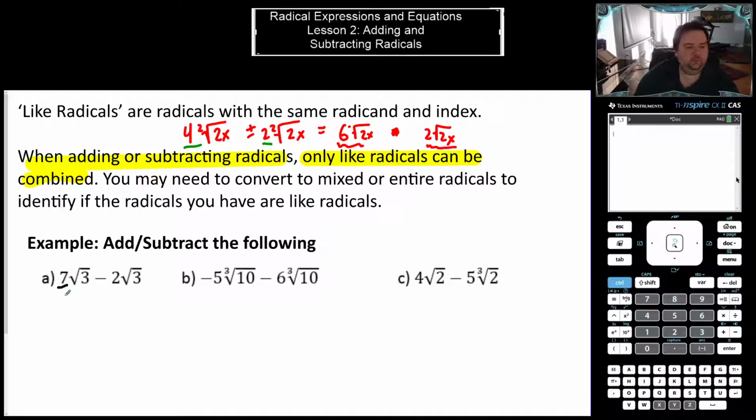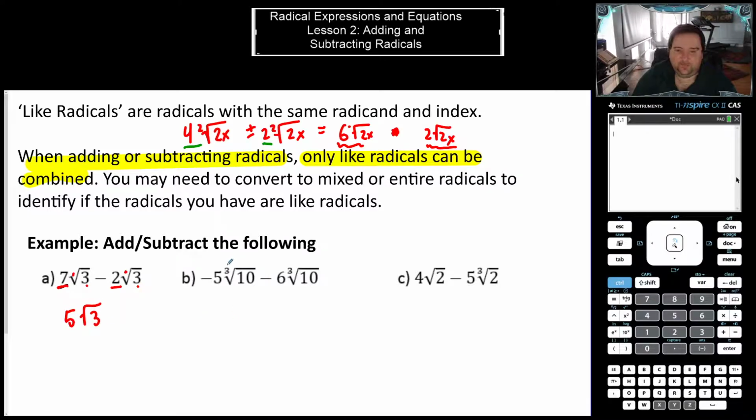Let's do some of the work down here. Do they have the same index? Yes. They both have an index of 2. Do they have the same radicand? Yes. They both have a radicand of 3. So we can combine them. How do you combine them? You look at the coefficients. What's 7 minus 2? It's 5. So this one would be 5 root 3.